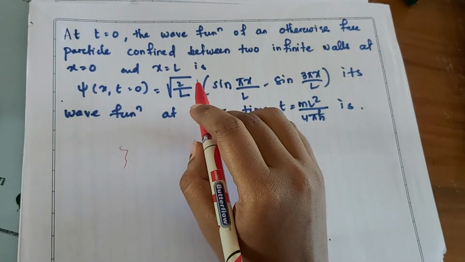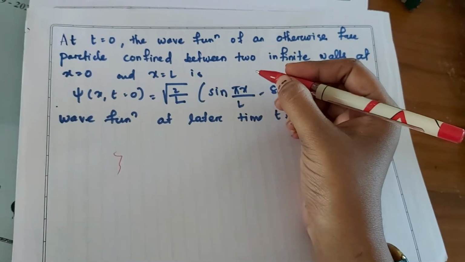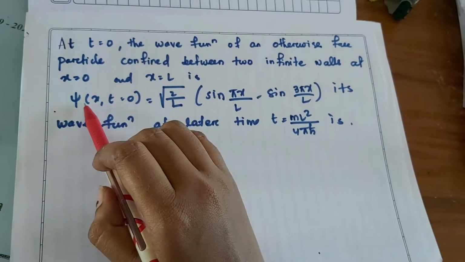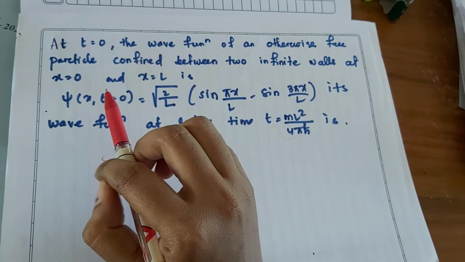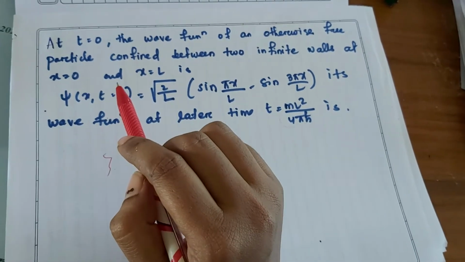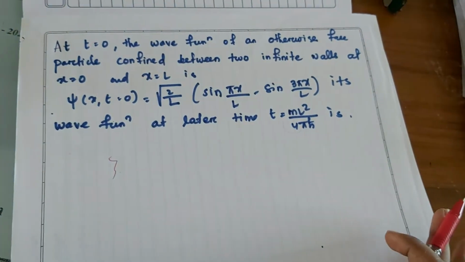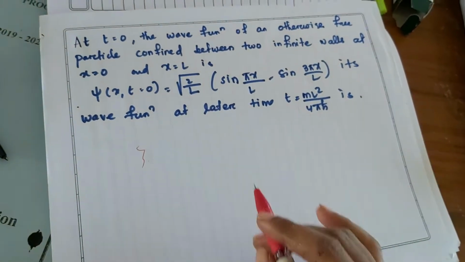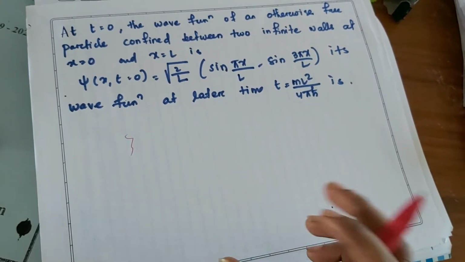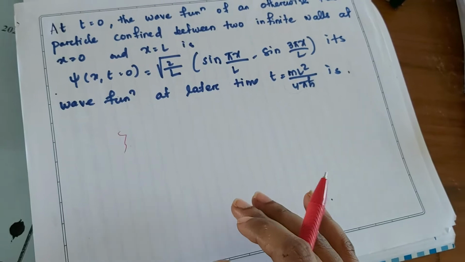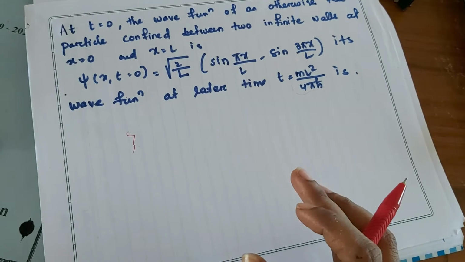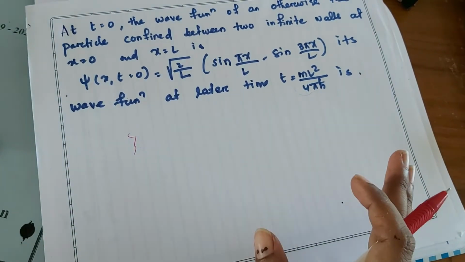So this question is related to the Schrodinger equation. Basically we have to use the relation between the time dependent Schrodinger equation and the time independent Schrodinger equation. I hope most of you know, but before that I am going to show how we can convert the time independent wave function to a time dependent wave function.